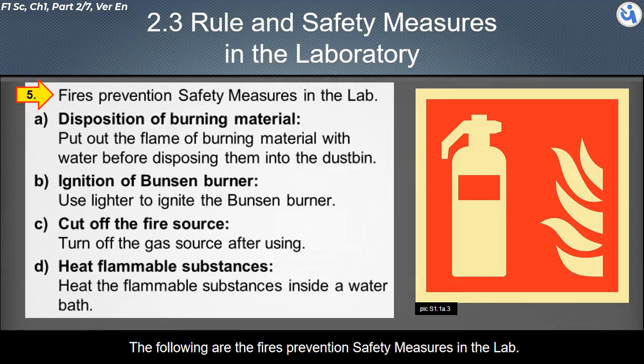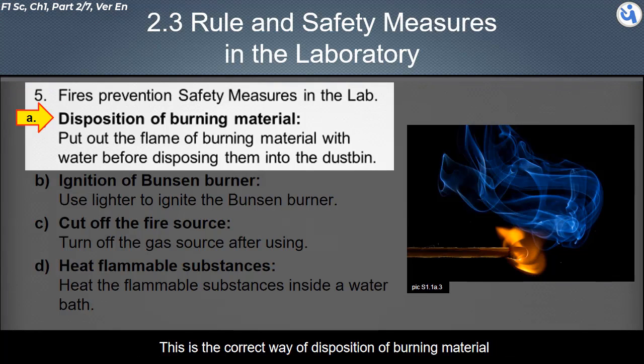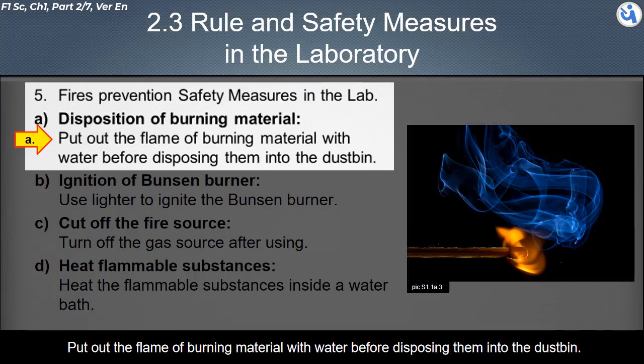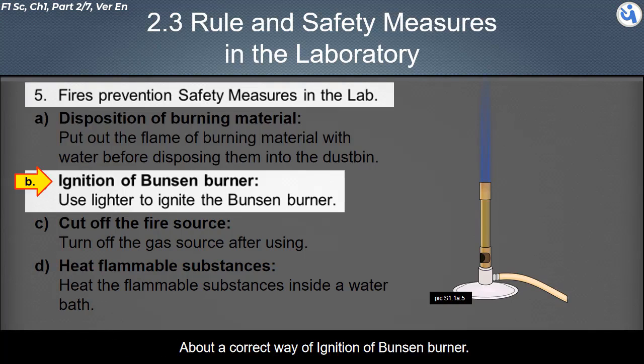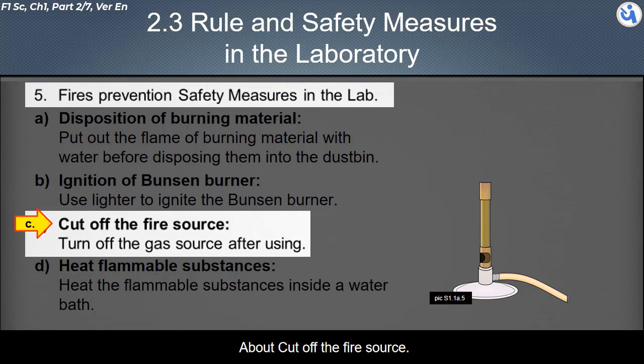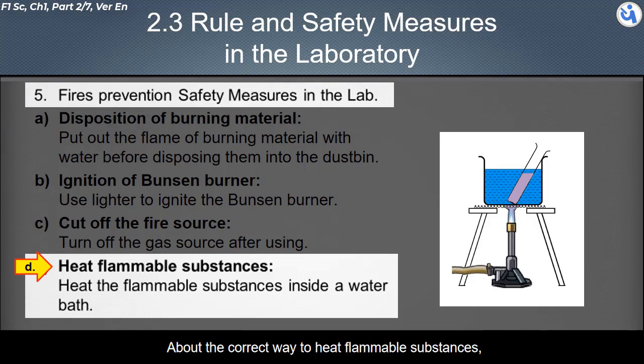The following are the fire prevention safety measures in the lab. This is the correct way of disposing of burning material. Put out the flame of burning material with water before disposing of it into the dustbin. About the correct way of igniting a Bunsen burner: use a lighter to ignite the Bunsen burner. About cutting off the fire source: turn off the gas source after using. About the correct way to heat flammable substances: heat the flammable substances inside a water bath.